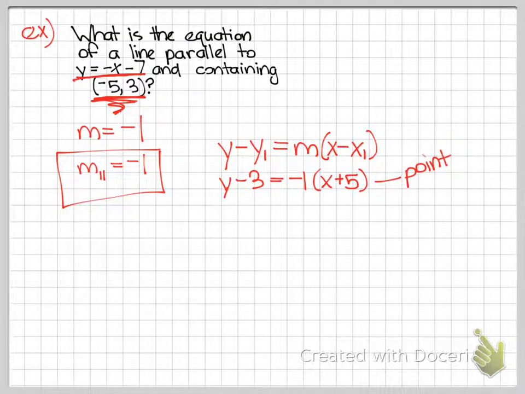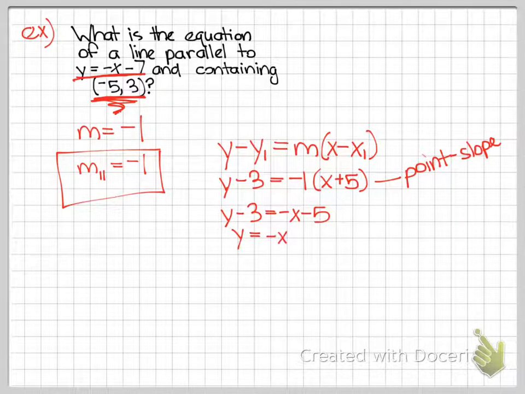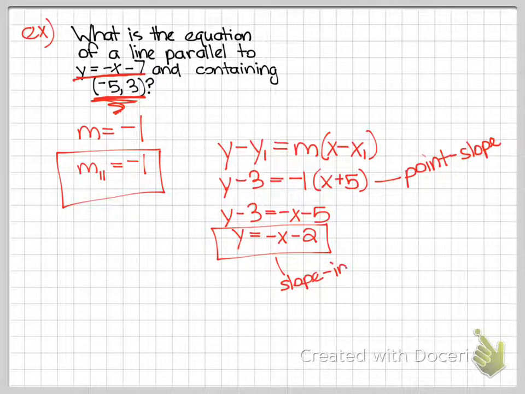What I'm going to ask you to do tomorrow and in the future is to put it into slope intercept, that's just the one we're most familiar with. If I wanted to do that, that would be y minus 3 equals -x minus 5. So y equals -x minus 2. That would be our equation in slope intercept form. It's not that hard to change it over to that. So that is parallel lines.